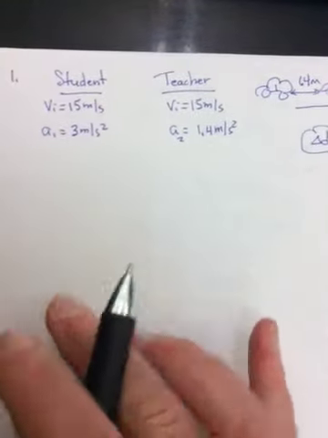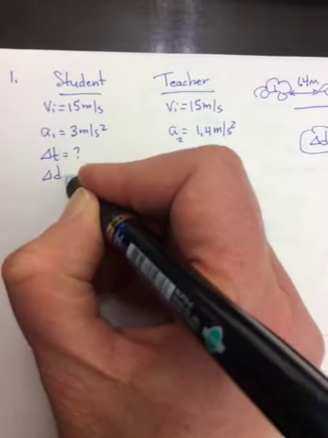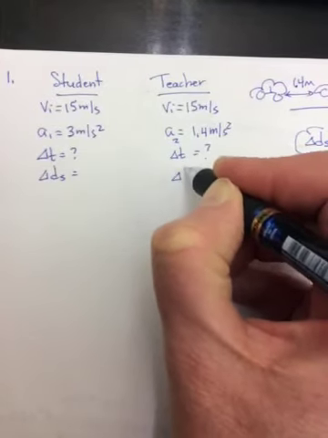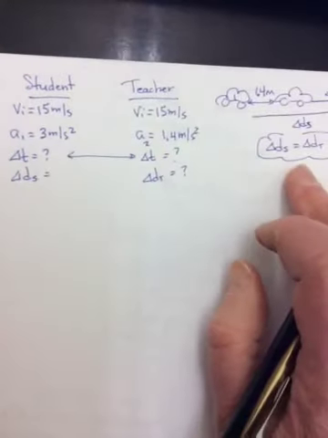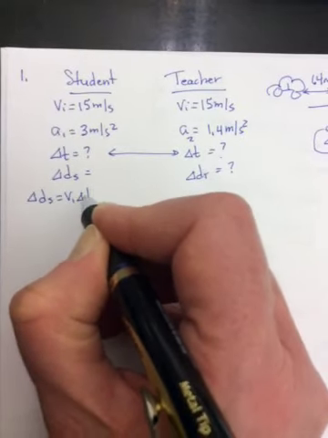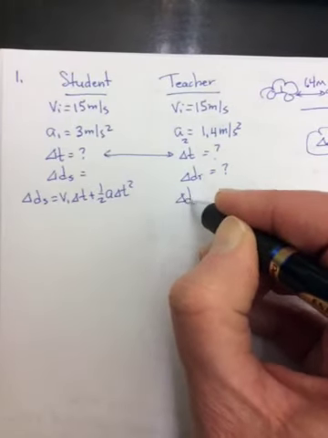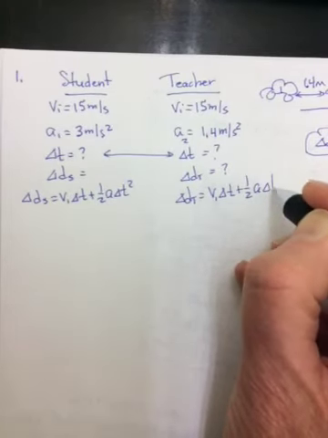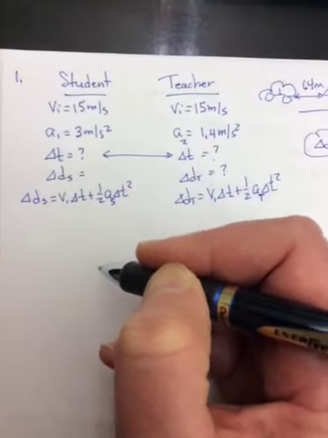Whatever the time is, it's going to be the same for both of them, but we don't know what it is. Okay, so we're going to have 3 unknowns: the time, the delta D of the student, and the delta D of the teacher. So we need 3 equations. Okay, so we have one equation right there. Our second equation will be delta D of the student is equal to VI delta T plus 1/2 A delta T squared. And for the teacher, delta D of the teacher is equal to VI delta T plus 1/2 A delta T squared. Put a T or a 2, an S or a 1 on your A's because they're different.